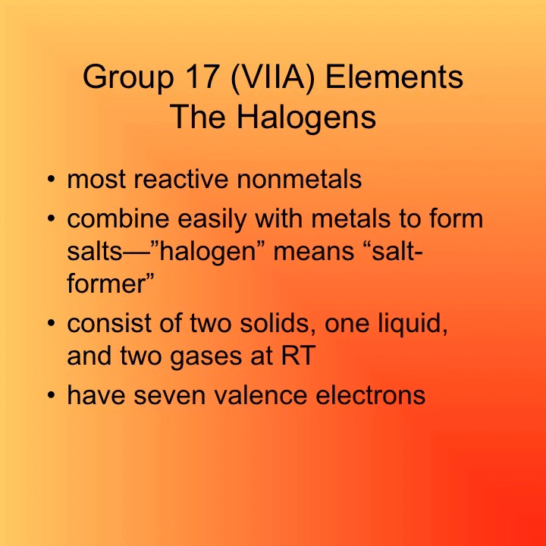They have 7 valence electrons, which means that they are 1 away from being a noble gas. Unlike the alkali metals, however, they have to gain 1 electron to look like a noble gas. They could lose 7, however, that's not as easy to do as gaining 1 is.